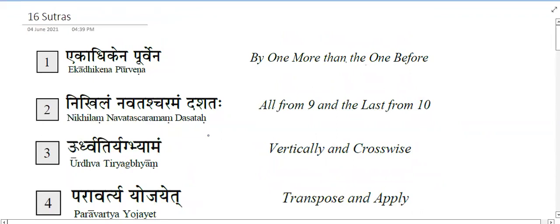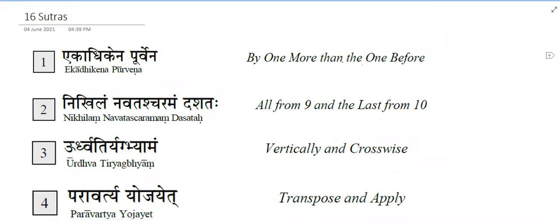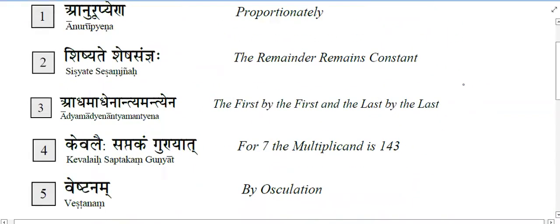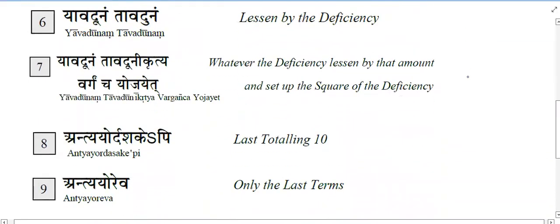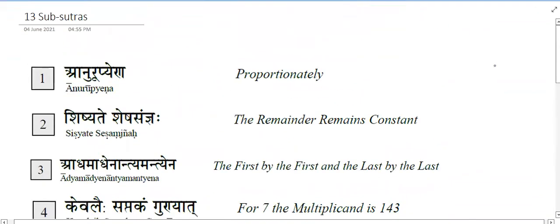So in that way, try to read them: by one more than the one before, all from 9 and last from 10, vertically and crosswise, transpose and apply. So these are the 16 sutras, and then these are the 13 sub-sutras. Anurupyena, right? Yeah, Avadana. 13 sub-sutras. And next, we are not going to deal with these sutras. We are not going to learn these sutras, sutra by sutra.